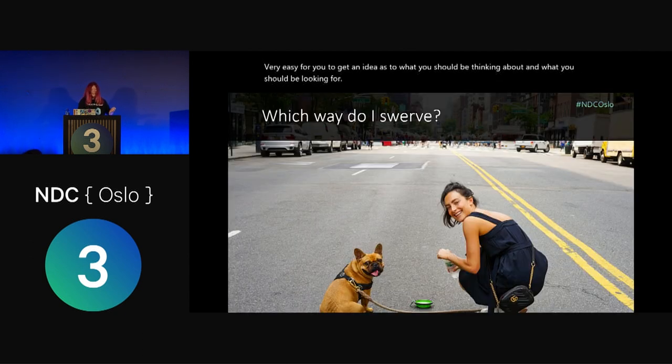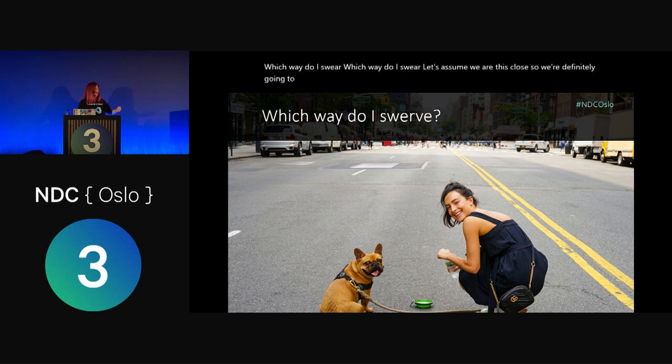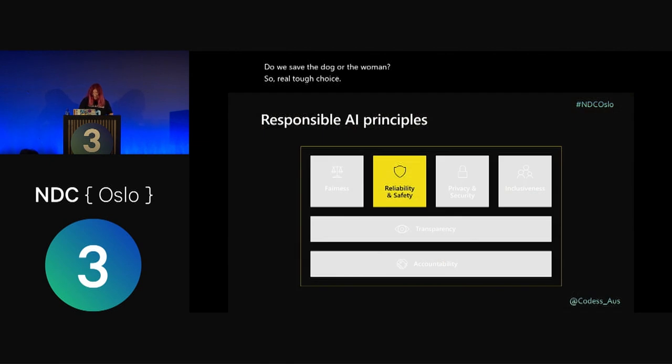Okay, which way do I swerve? So let's assume we are this close, so we're definitely going to hit. So I need to turn the wheel as well. Which way should I go? Do we save the dog or the woman? It's a real tough choice, I think.